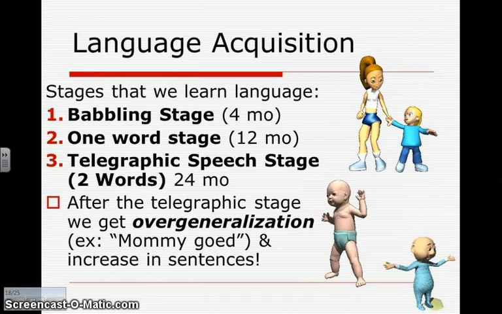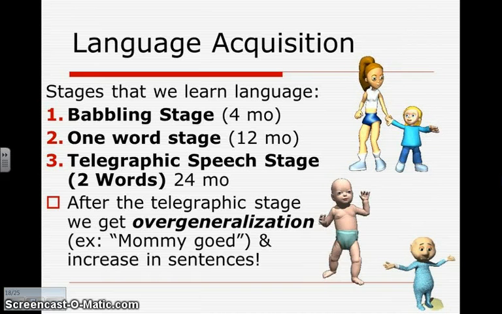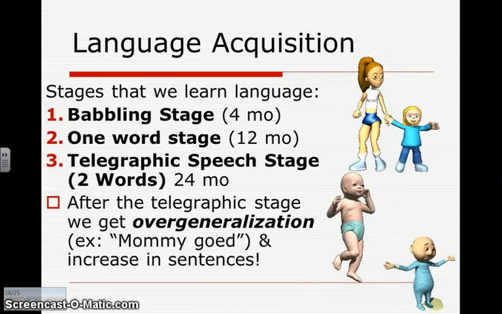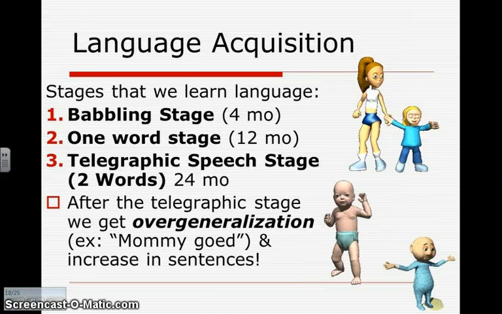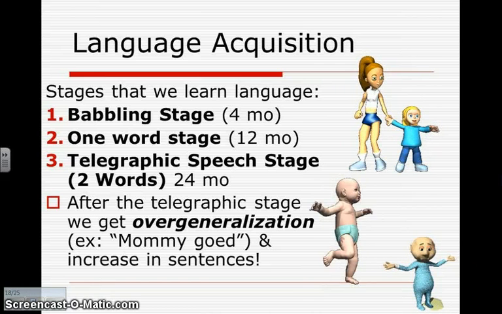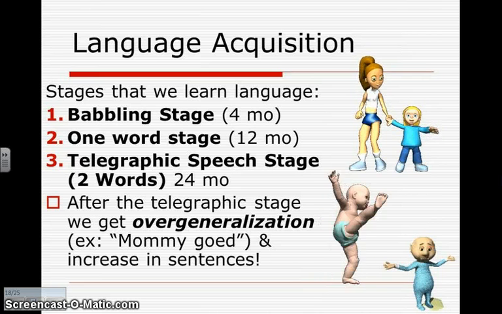Around 24 months of age, we get to the telegraphic speech stage, and that's basically two words. So, for example, if the child wants something to drink out of the refrigerator, instead of looking at mom and saying, Mom, would you please get me some milk out of the fridge? The child will probably look up and say, Mommy, milk, or Mommy, drink. That's the two-word stage. They're still getting their point across, but they haven't quite learned all the stuff that goes with it.